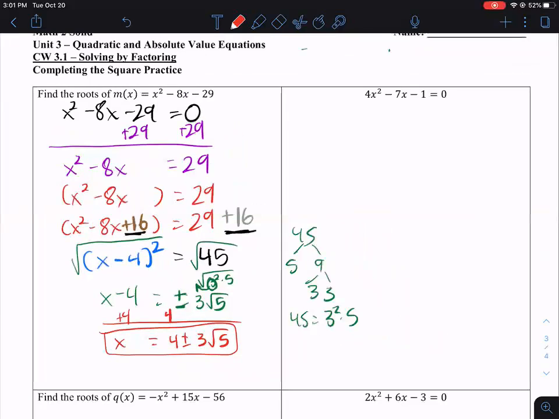Yeah, it is, because when you factor out the 4, it creates a fraction. Yeah, so this one would get really messy.